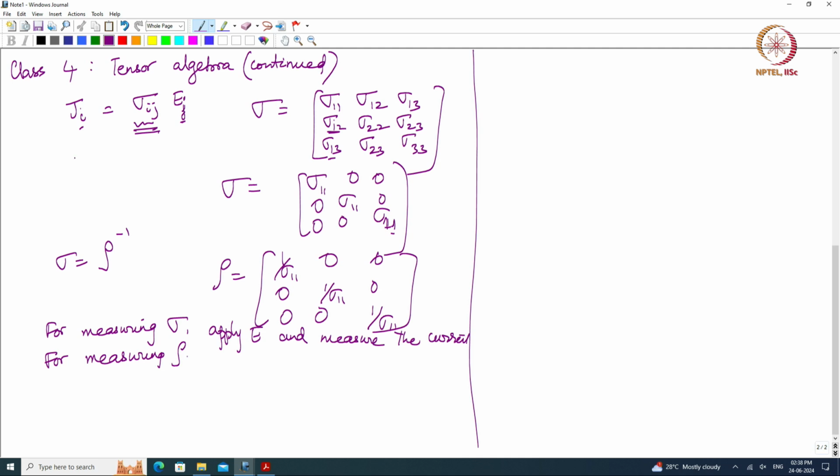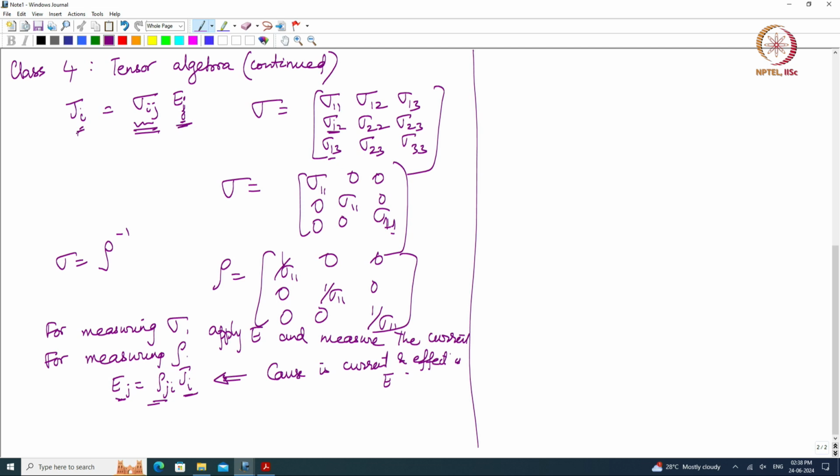rho will then turn out to be, Ej equal to rho Ji, it's the inverse. So something like this will be rho, and here my cause is current and effect is electric field, right? So ideally, if I have to measure rho, I have to apply current and measure electric field, but if I have to measure sigma, I have to apply electric field and measure current.